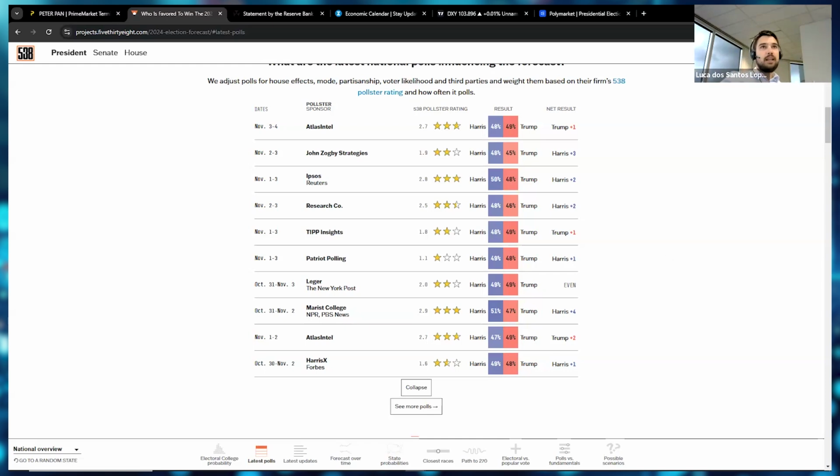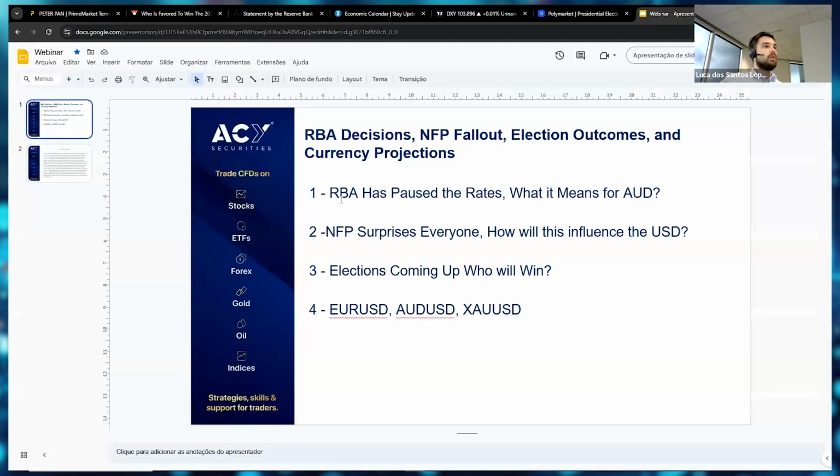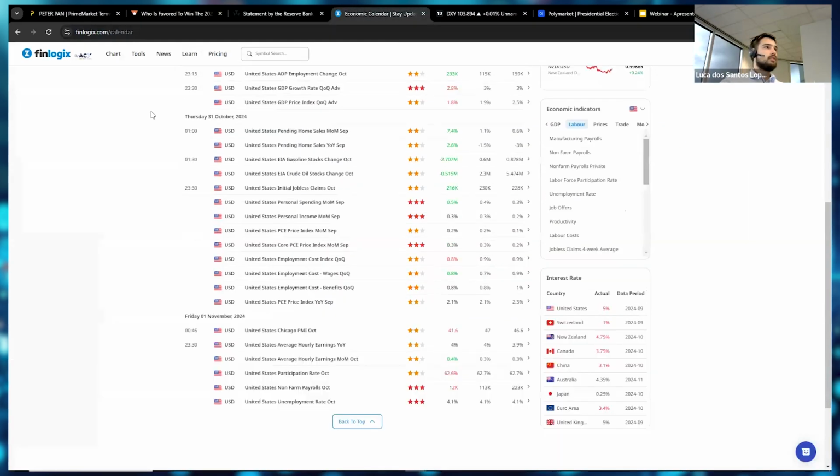Now, my last topic, as we drive to the end of the presentation. We've talked about the RBA has paused the rates, what it means for the Australian dollar. The NFP surprises everyone, how will this influence the US dollar? The elections coming up, who will win? We've just discussed it. And now Euro dollar, Aussie dollar, and gold. So let's go into FinLogix again.